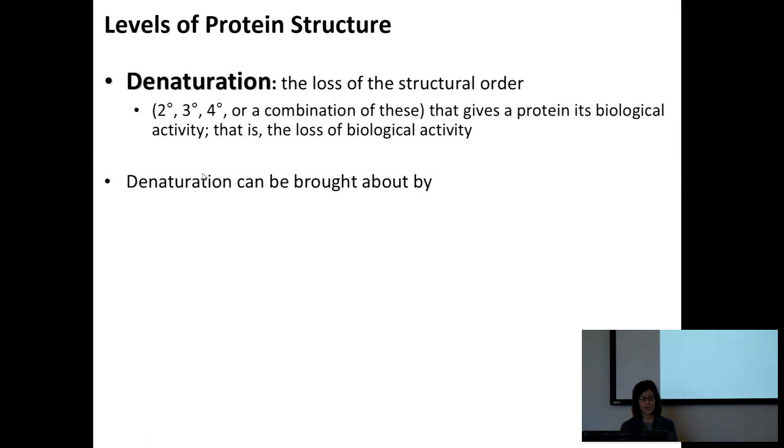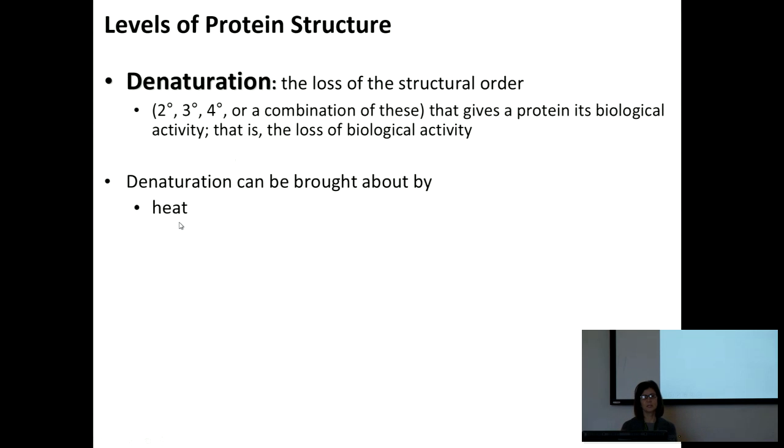So one thing that for sure causes denaturation is heat. You guys are right? Can I answer a question? Okay. Interrupt me if you guys are behind on something or need a little extra clarification. I welcome it. It slows me down, so that would be a good thing.